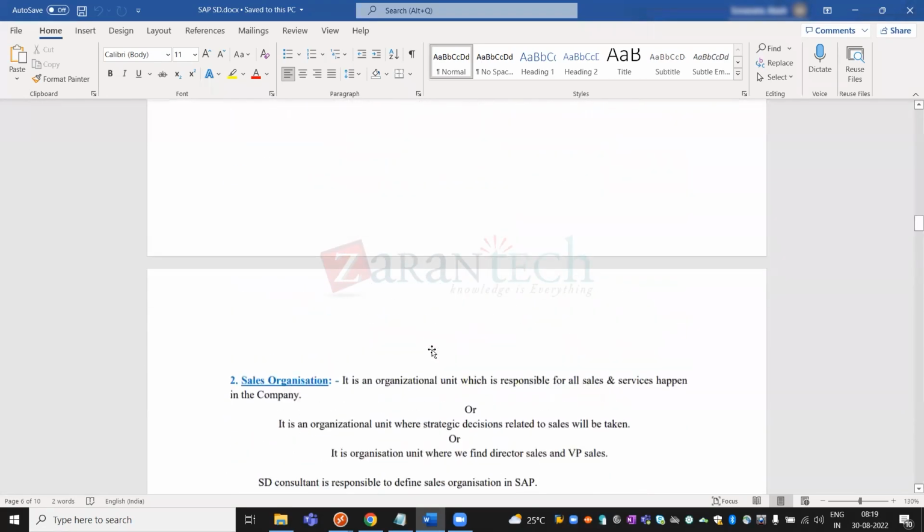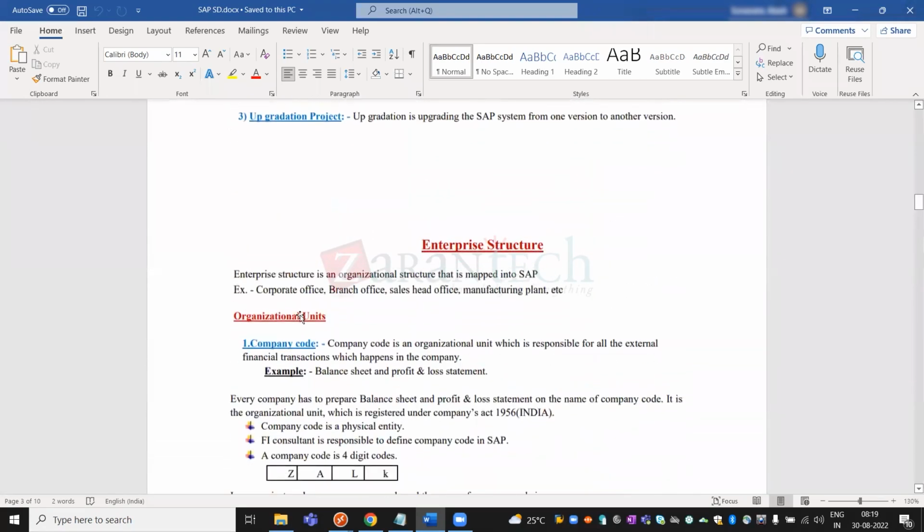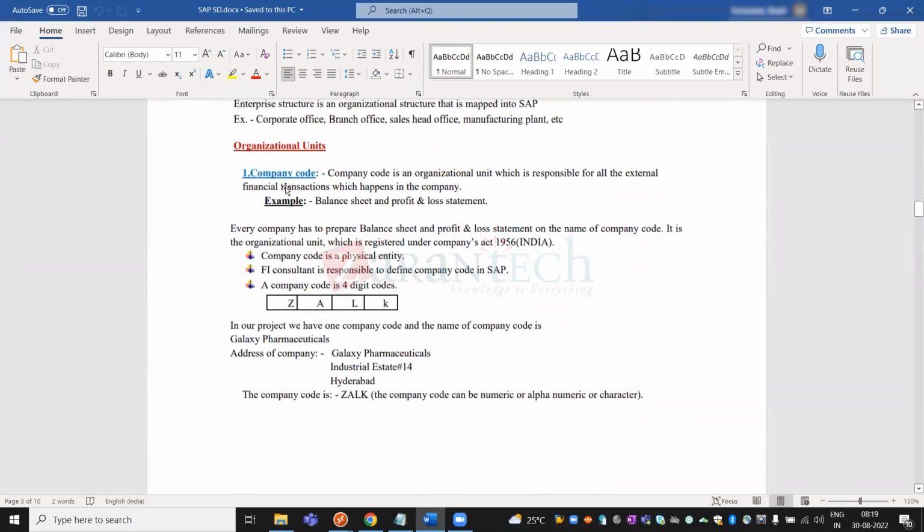Okay, I can just repeat for you. First we go for company code. Can you explain to me what exactly the company code is? What do you understand about company code? I have to read all this. Company code, organizational unit which is responsible for the external. No, you just need to tell me in layman language, what you understand about company code.